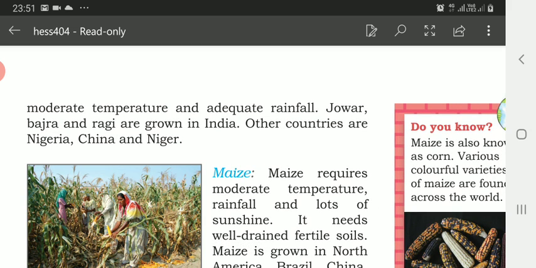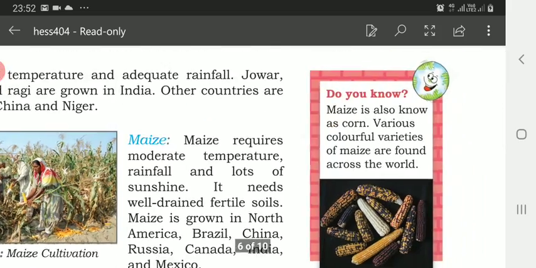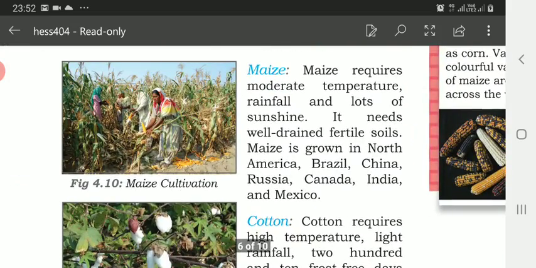Jowar, bajra, ragi, and others are grown in India. Other countries are Nigeria, China, and Niger. So in these countries, millets are grown in a proper way. So jowar, bajra, ragi are the main millet crops, we can say. Now the next crop that we are going to understand is maize.